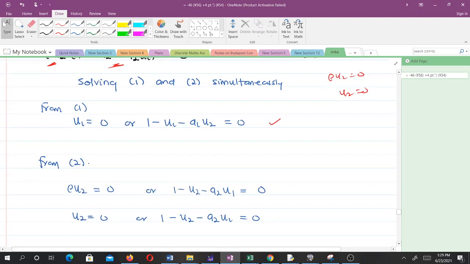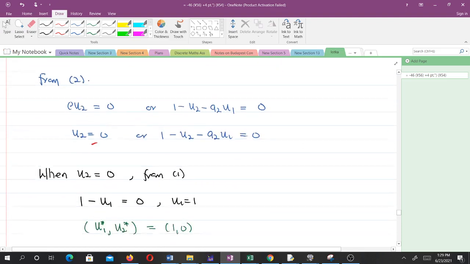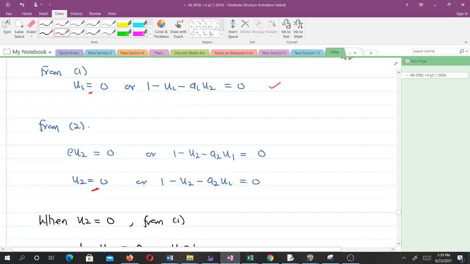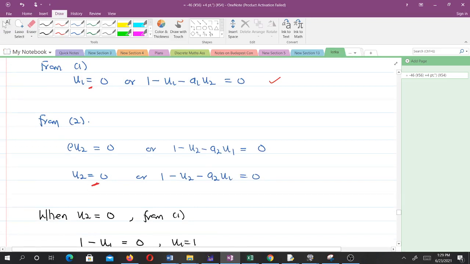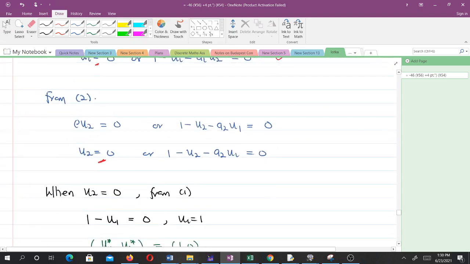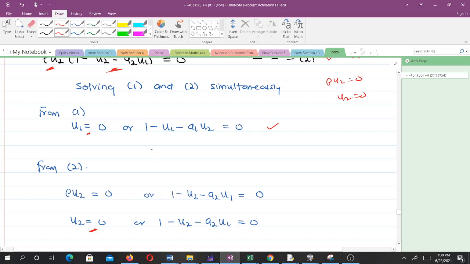So we have u1 to be 0 here and u2 to be 0 here. And we also have this second equation. So what we do is that we go to when u2 is 0 and we put it in equation 1. So when u2 is 0 in equation 1, we will get, so this is equation 1, right? So when u2 is 0, we will get 1 minus u1 minus a2 times 0 equals 0. 1 minus u1 will be equal to 0 and u1 will be equal to 1.